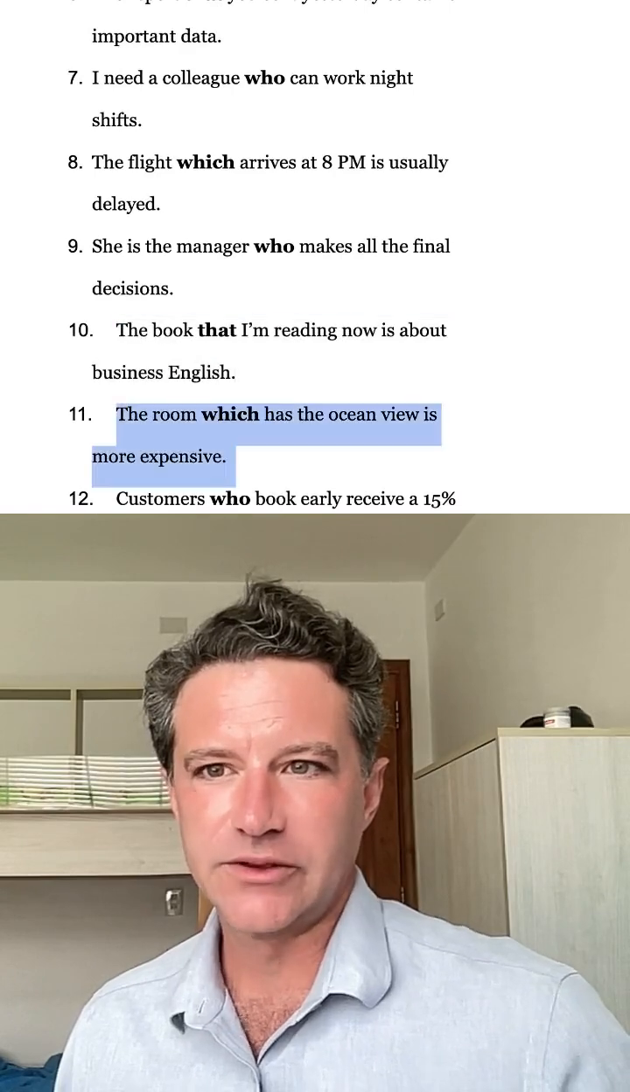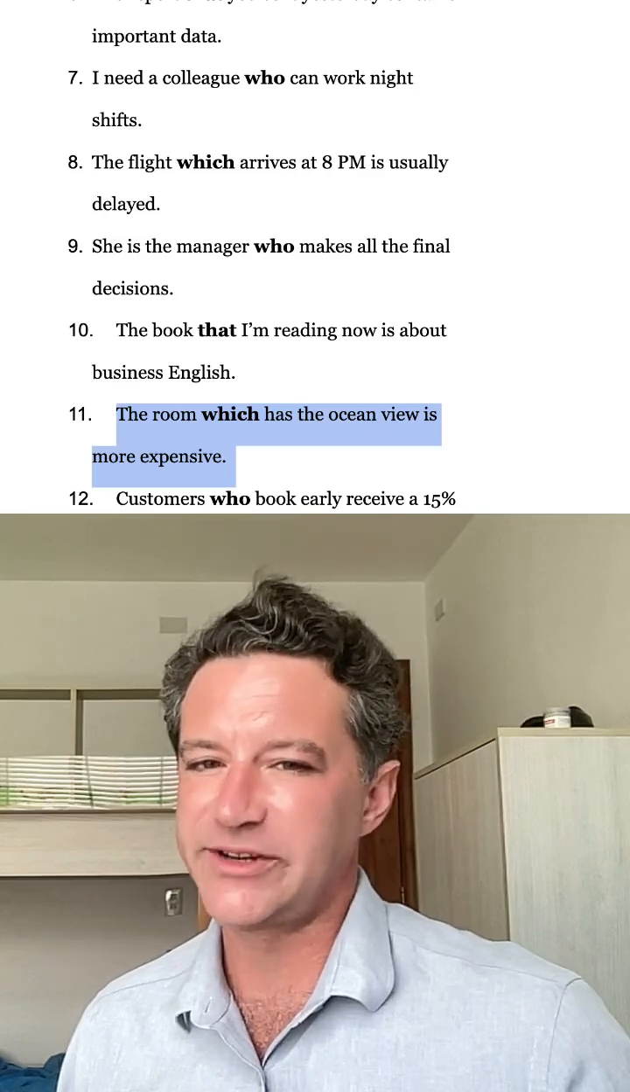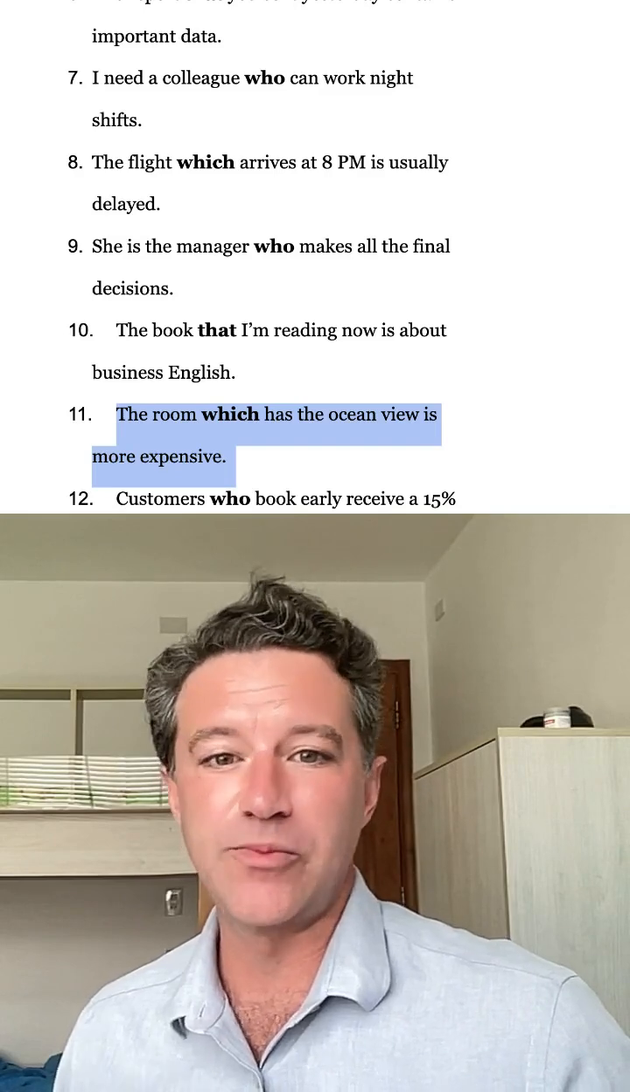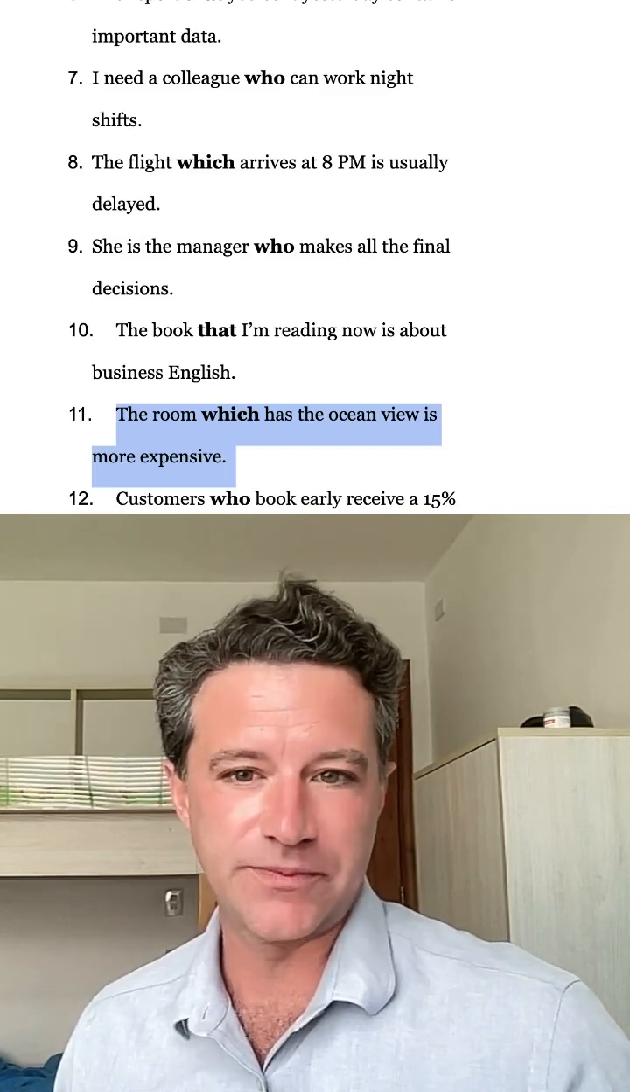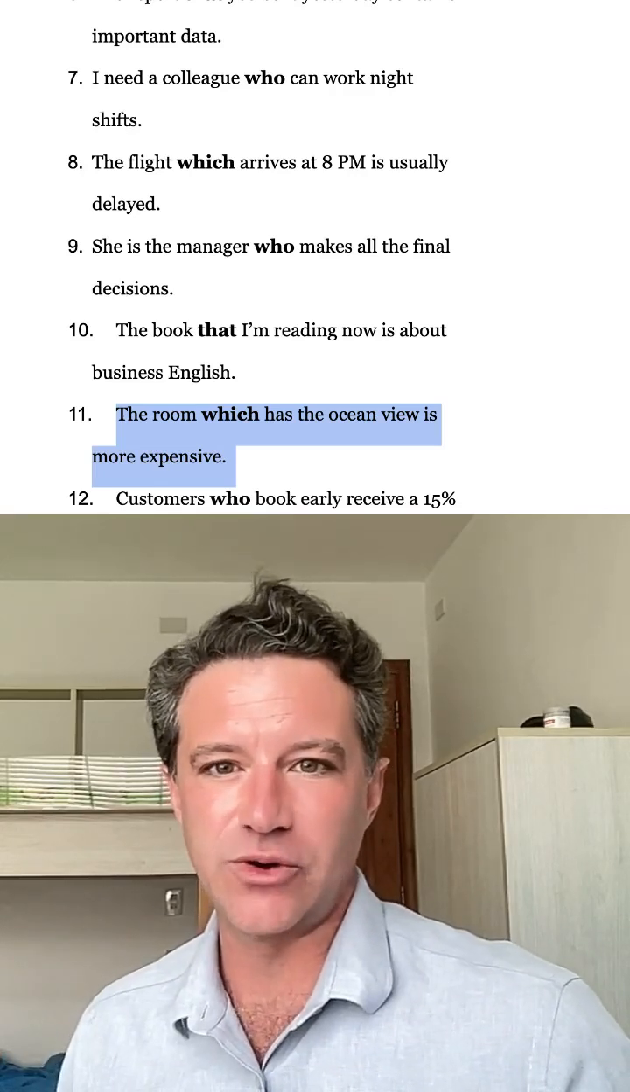All right, so now we're talking about a room. Which room are we talking about? Which room is more expensive? The room which has the ocean view is more expensive. The room that has the ocean view is more expensive.